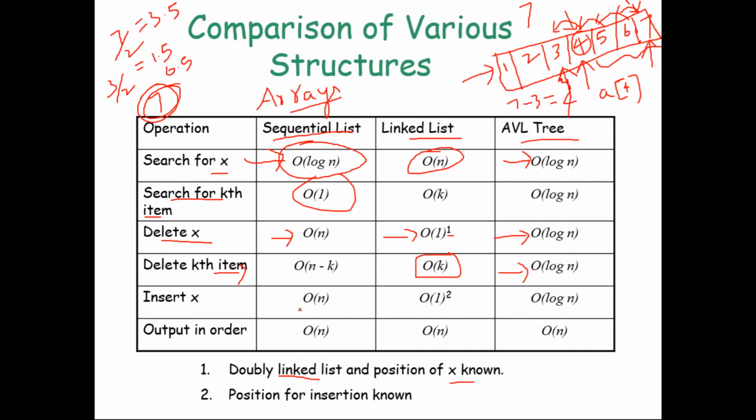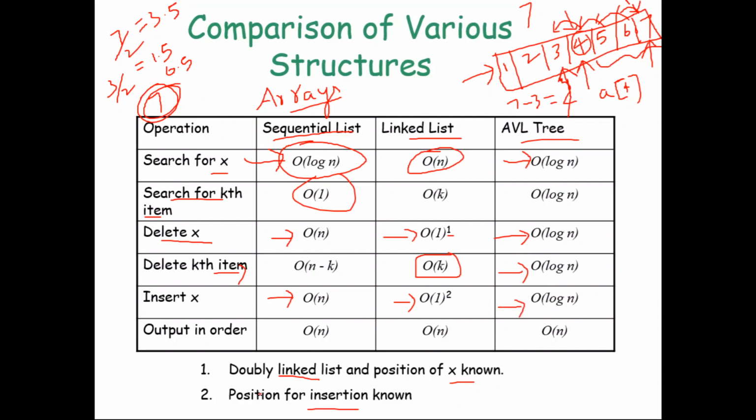To insert an item x, in a sequential list it is order of n time. Whereas for a linked list it is order of 1 time, considering that the position of insertion is known, that is, you have a pointer for the position where you want to insert. For an AVL tree, the insertion is order of log n.